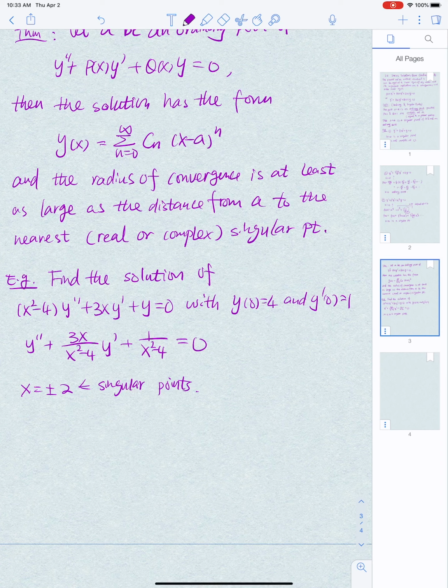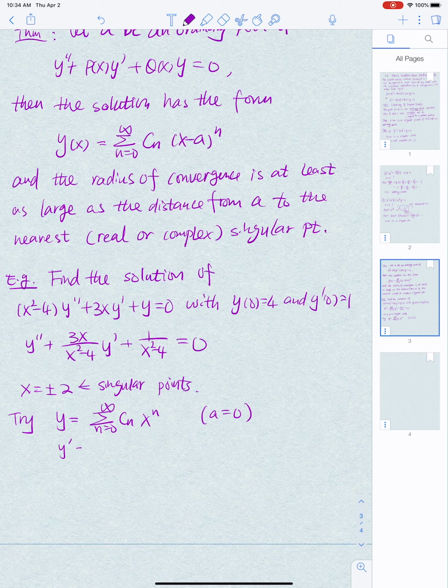And let's try plugging in y equal to a power series. So when we plug this in, that means we are using a to be 0, where a is an ordinary point. Because we know, for this case, singular points at plus or minus 2. So 0 is an ordinary point. Since we can define our y this way with a equal to 0, this becomes the same type of problem that we did in section 3.1.